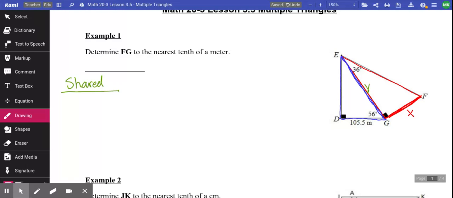The first thing you always want to do is label your triangle. So I'm doing the blue triangle. Across from the angle, this is opposite. This is hypotenuse. This is adjacent. So I've got opposite, hypotenuse, adjacent.